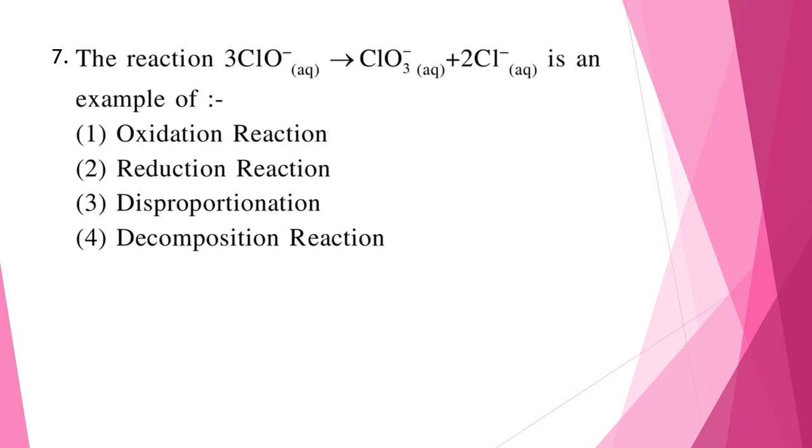The reaction 3ClO negative gives ClO3 negative plus 2Cl negative is an example of. So in this reaction, as you can see, chlorine goes from +1 oxidation state to +5 and -1 oxidation state. So this type of reaction is called disproportionation reaction. So the correct answer will be option number 3.